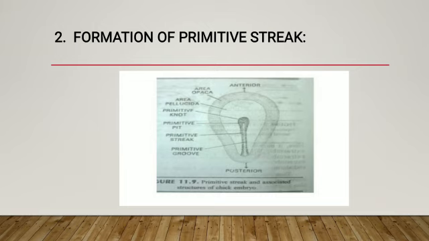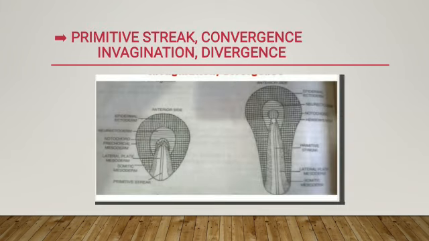Usually in the earlier stages, the primitive streak is short and broad. It gradually extends to the middle of the blastoderm. At 18 to 19 hours of incubation, the primitive streak is well developed. It is called the definite primitive streak. The primitive streak has a primitive groove, two primitive folds, a Hensen's node, a primitive pit, and a primitive plate. This is the primitive streak convergence, invagination, and divergence. We can see the diagram here.